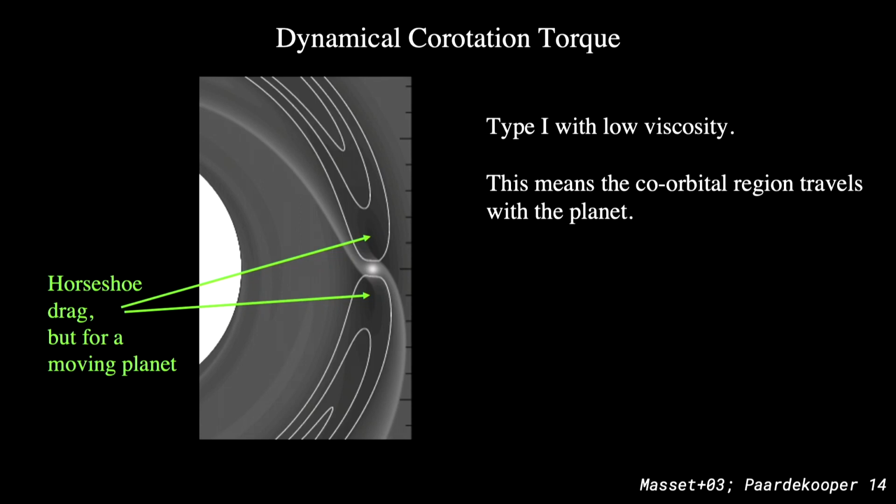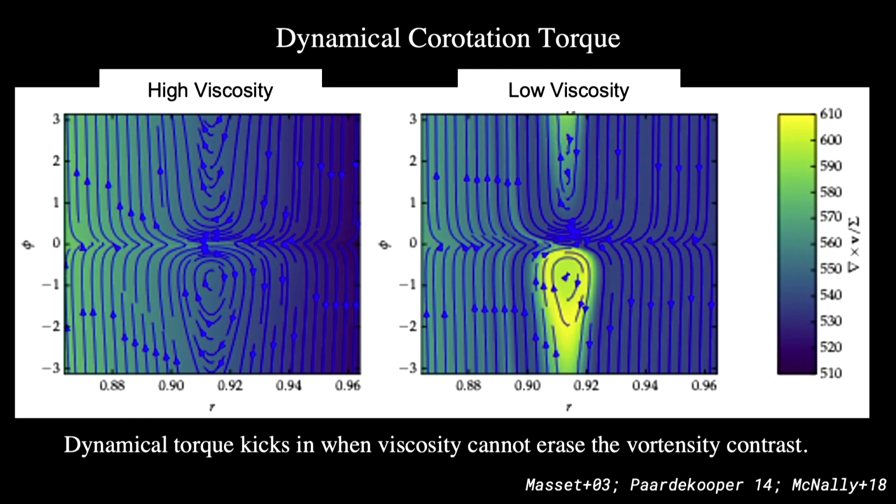So what this is, is that the planet essentially moves like viscous type 1, but with low viscosity. And low viscosity mainly in this case implies one thing: the co-orbital region that the planet has, this part that is trapped with the planet, travels with the planet as it migrates. That is not something that you could do if the disk is viscous. So over here we plot two simulations, one with high viscosity, one with low viscosity. In the case of high viscosity, the planet is in the center here, and these are streamlines of the gas, and you see these horseshoe regions.